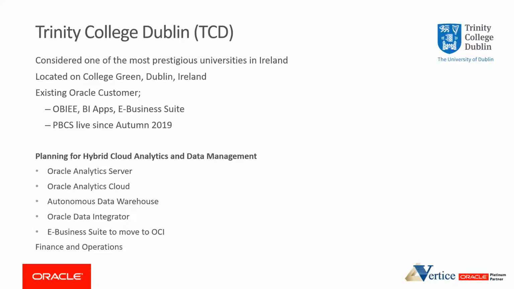So in terms of the analytics journey, Trinity are currently planning for a hybrid cloud analytics and data management solution. And that would be comprised of the logical upgrade path from OBIEE being Oracle Analytics Server, which is basically a server for business analytics that sits on premise but is accessible via the cloud. And then you have the full cloud offering, which is Oracle Analytics Cloud, the Autonomous Data Warehouse, Oracle Data Integrator for ETL to extract from multiple sources, and looking at eBusiness Suite to move to Oracle Cloud Infrastructure also. And that is around finance and operations data at present.